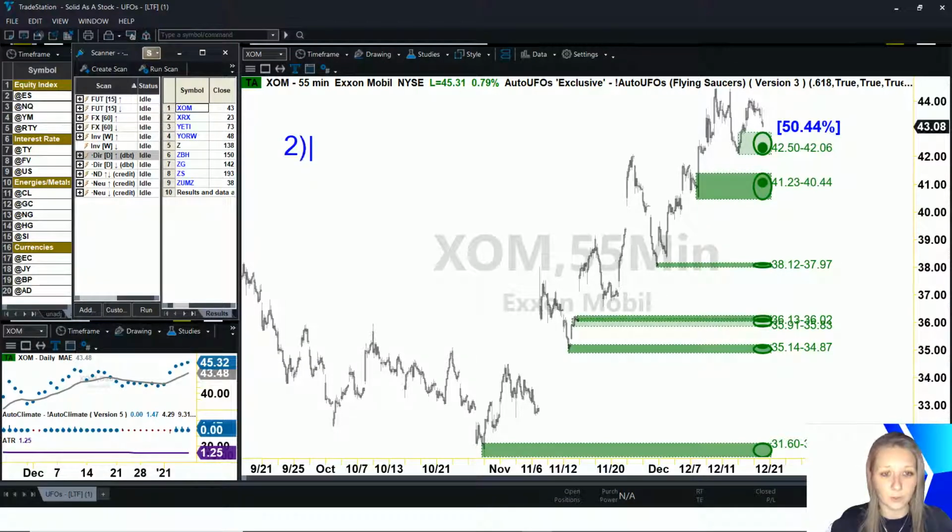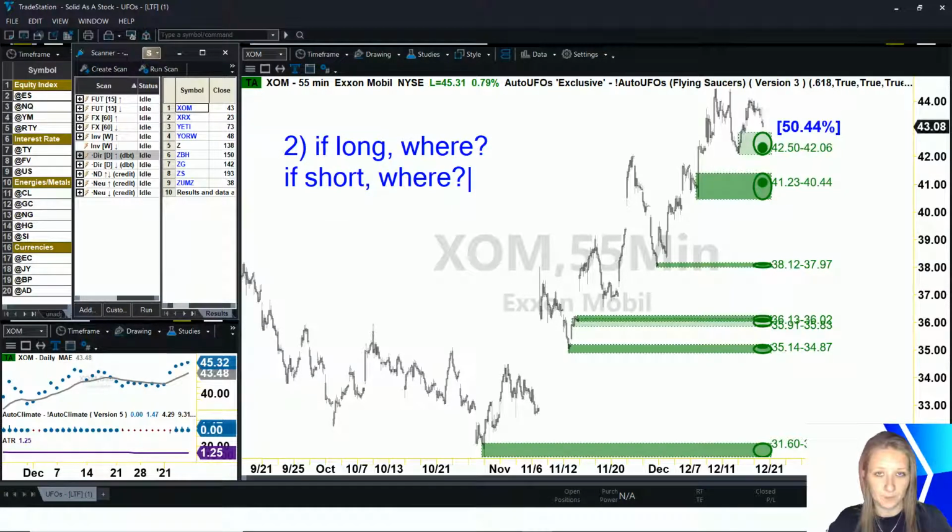So question number 2, when we're trading, should always be, after we figured out whether we go long, short, or do nothing, question number 2 is, if long, where? If short, where? If I'm going to buy it, where should I buy it? Where do I have higher probability, lower risk, higher reward potential? If I'm going to go short and I'm going to sell a stock or currency pair or futures contract, whatever you're trading, where am I going to do that? This is where we use AutoUFOs.